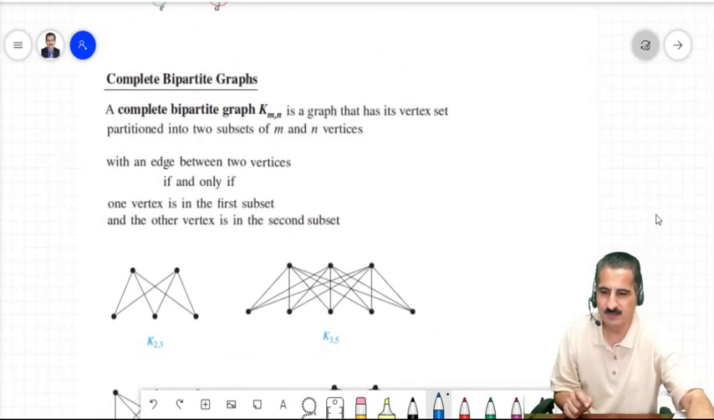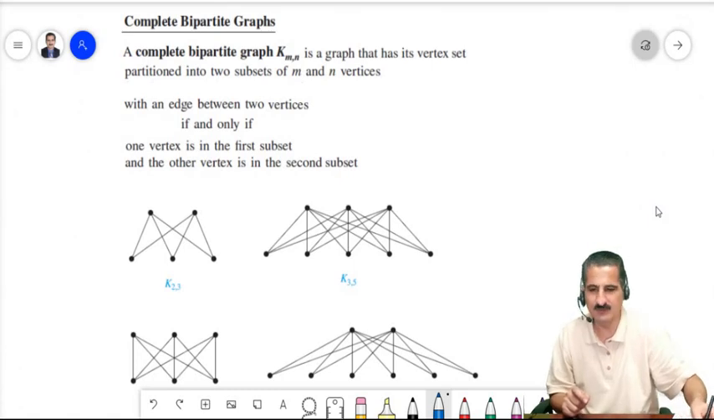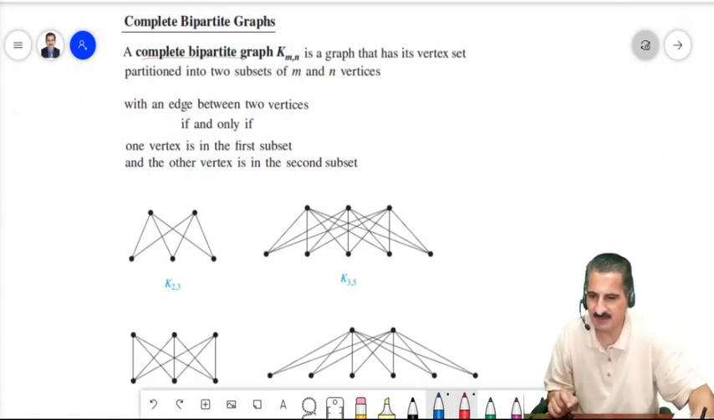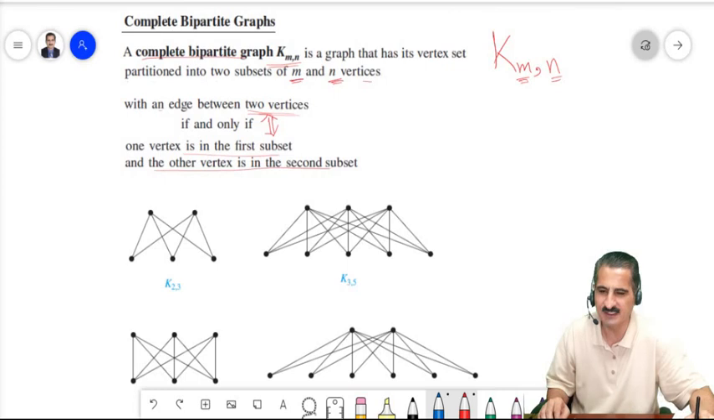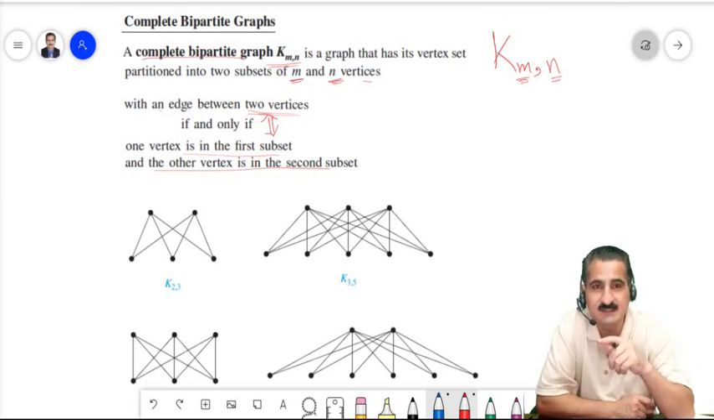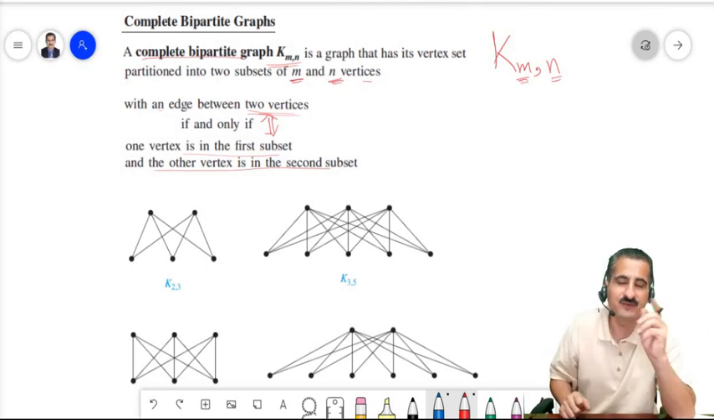Okay, complete bipartite graph. I believe you will guess what that means. Complete bipartite graph is a bipartite graph denoted K_{m,n}. Now we said we have two subsets of vertices in a bipartite graph. Now we will care about the number of vertices in each one of them. So a complete bipartite graph is a graph such that there is an edge between two vertices when one vertex is in the first set and the other vertex is in the other set. That means every vertex in the first set must be connected to every vertex in the other set.